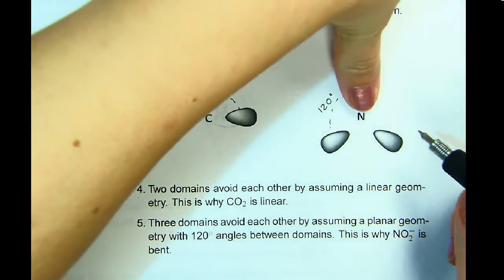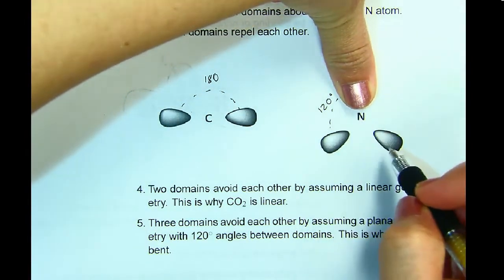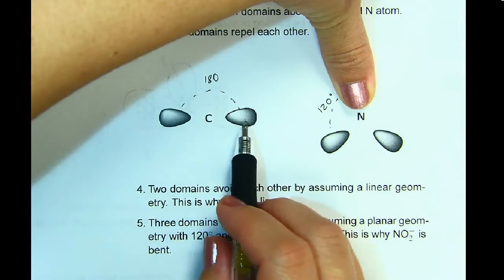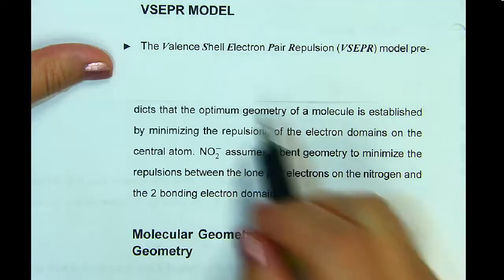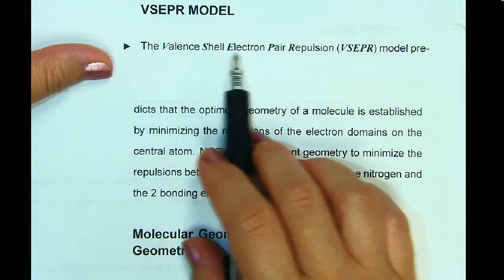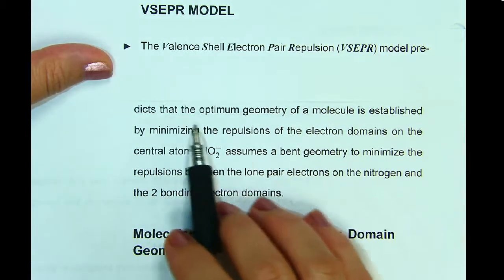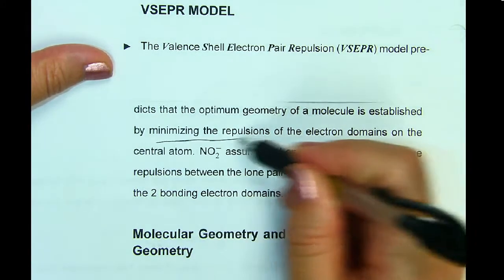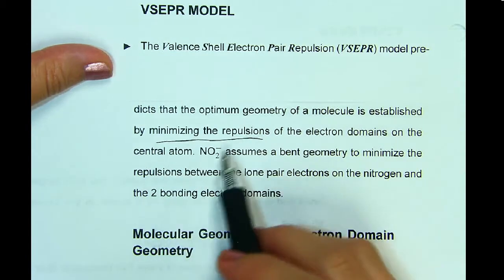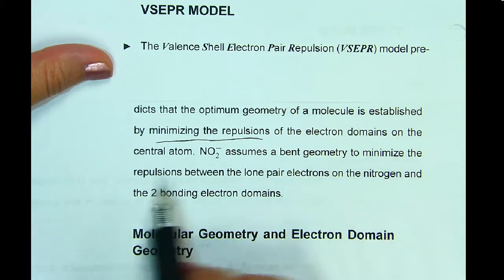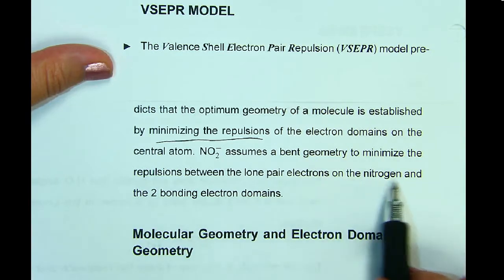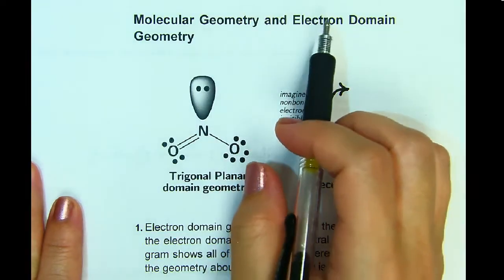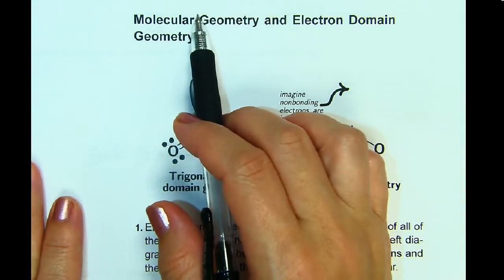Bent because if I ignore the lone pair, the two other domains that are bonded domains end up in a bent configuration as opposed to a straight across linear configuration. So the VSEPR model stands for the valence shell electron pair repulsion model, which predicts that the optimum geometry of a molecule is established by minimizing the repulsions of the electron domains on the central atom. NO2 negative assumes a bent geometry to minimize repulsions between the lone pair of electrons on the nitrogen and the two bonding electron domains. Okay, you need to understand the difference between an electron domain geometry and a molecular geometry.